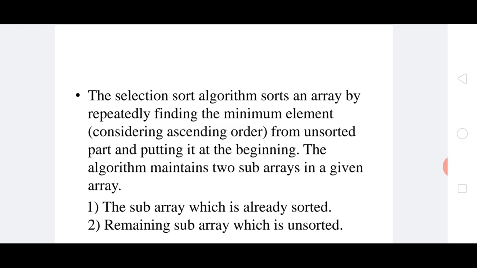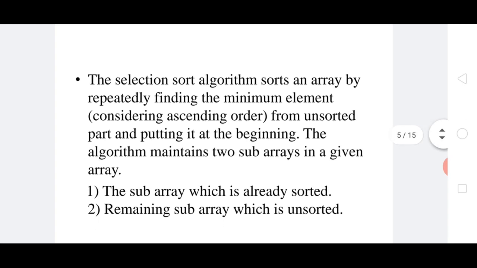The first subarray is the one which is already sorted. As you know, after pass 1, pass 2, or after every step, we will get sorted elements at the left side, and the second one is the remaining subarray which is unsorted, and at the right side we will get only the unsorted list. In every iteration or every pass of selection sort, the minimum element from the unsorted subarray is picked and moved to the sorted one.